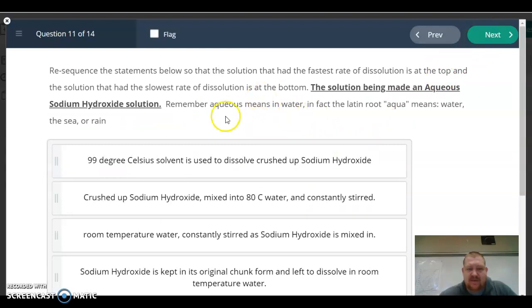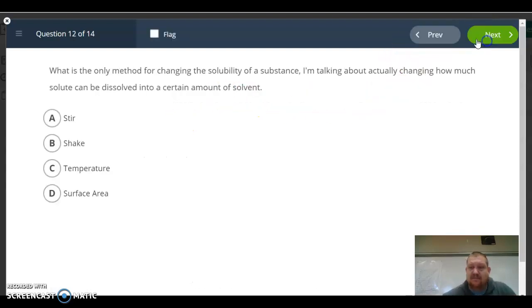All right, when you're looking at this one, remember the things we did in our lab. We did a lab on this with the sugar cubes. What makes it go faster? The more things we do, the faster it can dissolve. So think about that as you check this question out. All of these things are what we messed with in our lab. All of them make it dissolve faster, but only one of them changes how much you can actually put in there.